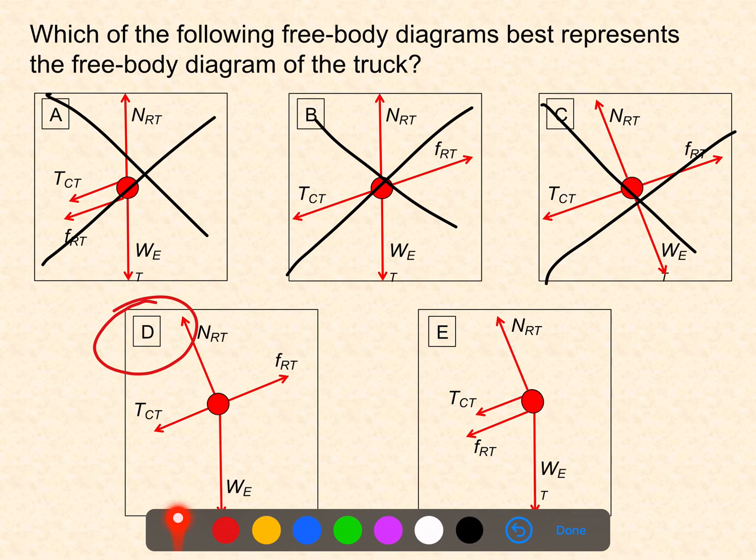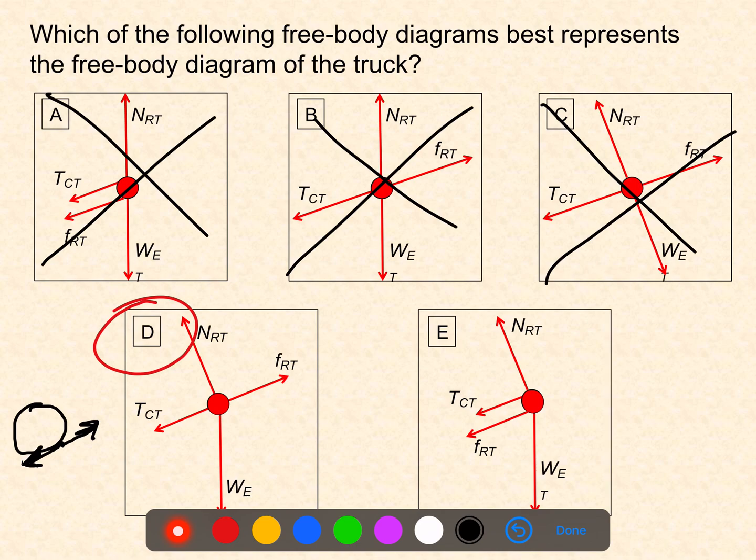So the action of the wheels pushing against the surface. Let me draw a wheel here. They're going to point this direction, push this direction onto the surface, so then the surface is going to push this direction back by Newton's third law.